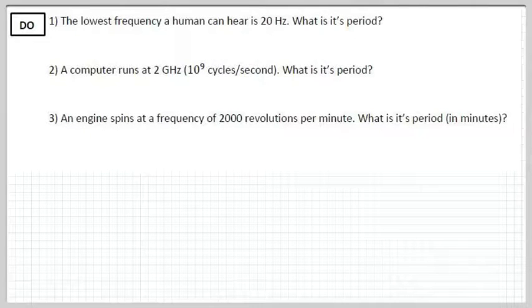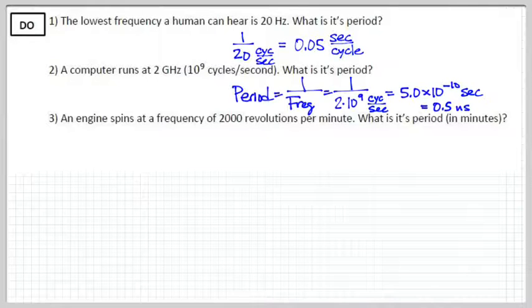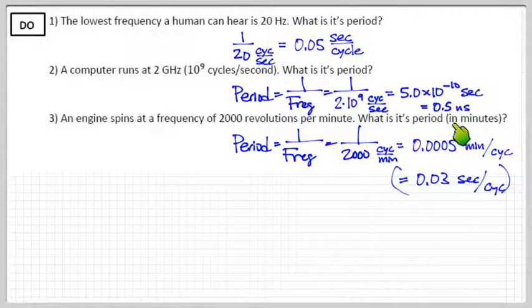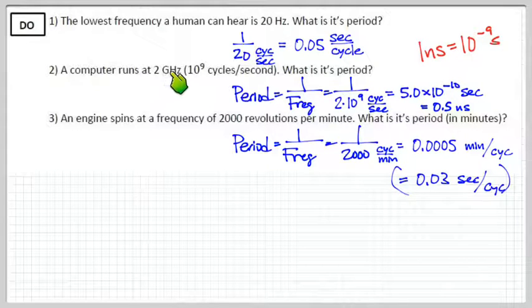So go ahead and do these on your own. Three, two, one. Here I used some scientific notation first, then I turned it into nanoseconds. One nanosecond is equal to 10 to the minus 9th seconds. Incredibly small amount of time. Your computer runs at 2 billion cycles a second, and one period is half of a nanosecond. Really, really short.